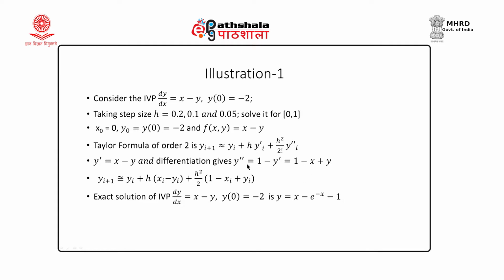So, substituting the value of y double dash and y dash at the point xi, yi in this Taylor series formula of order 2, we get y(i+1) is yi plus h into yi dash, which is xi minus yi, plus h square by 2 into yi double dash, which is 1 minus xi plus yi. So, this is our approximation formula, the Taylor series formula of order 2 for the particular example dy by dx equal to x minus y. We also know the exact solution of this differential equation is given by x minus e raised to x minus 1.